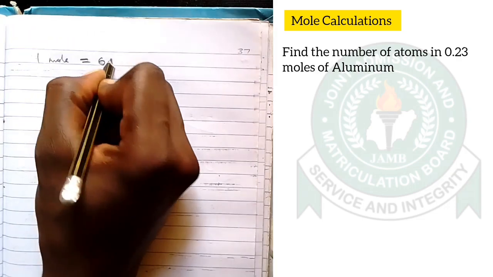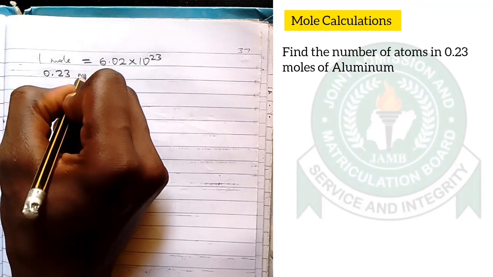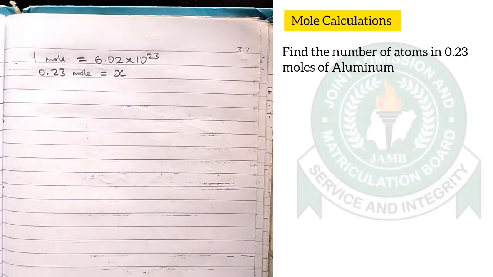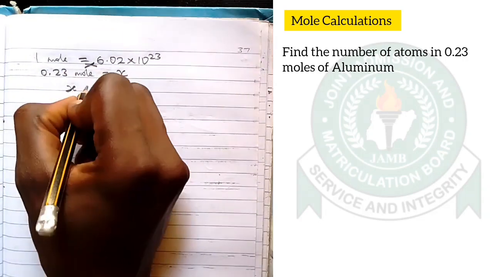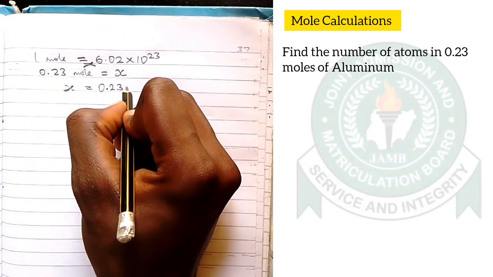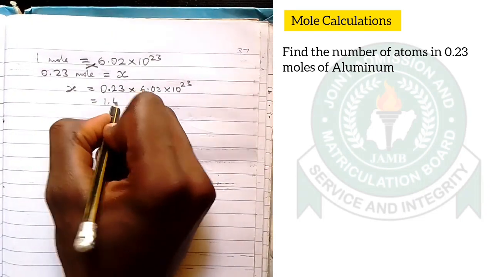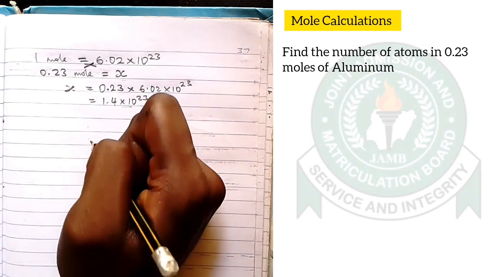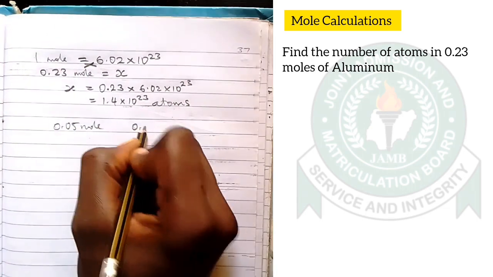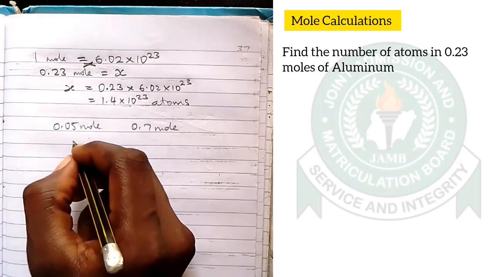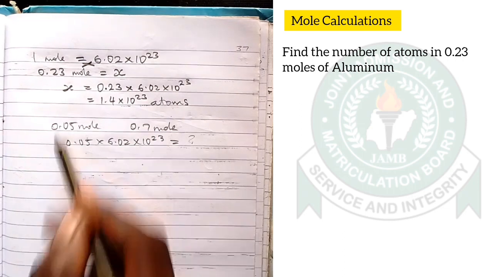Now find the number of atoms in 0.23 moles of aluminium. If 1 mole is 6.02 times 10 raised to the power of 23 particles or atoms, then 0.23 mole will give us what? So the normal mathematics trick, we have x is equal to 0.23 multiplied by 6.02 times 10 raised to the power of 23. So we have this as 1.4 times 10 raised to the power of 23 atoms. But normally, if you have different examples of number of moles as this, just simply multiply it by the Avogadro's number and you have the respective number of particles or atoms and so on.